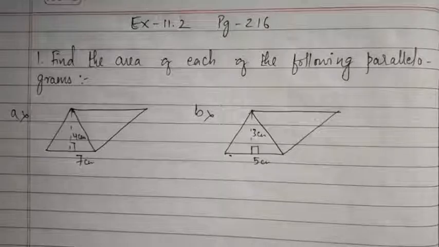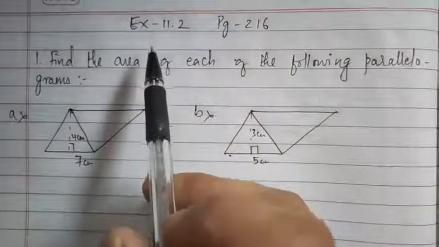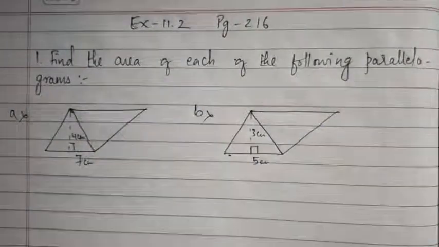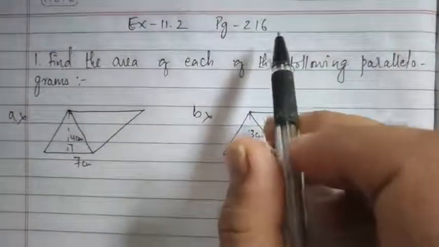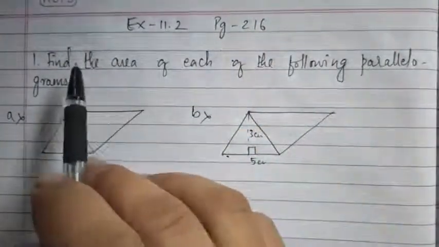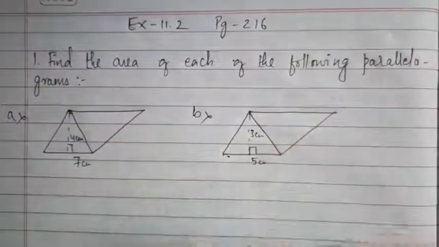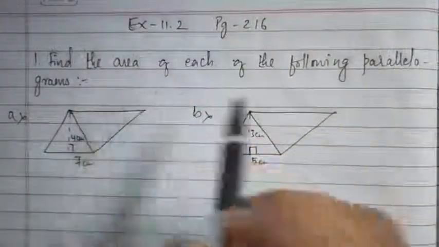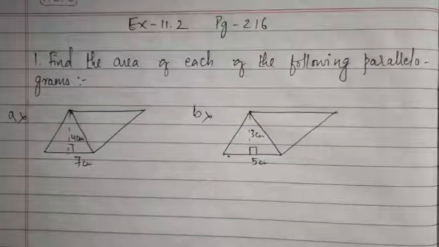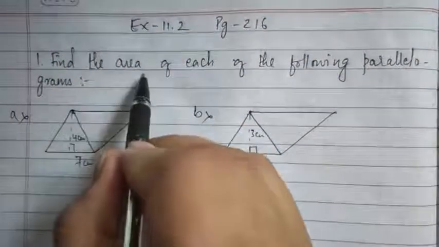So in our today's session we are going to start with exercise 11.2, page number 206 from your NCERT maths book. Okay, question number 1 is: find the area of each of the following parallelograms. The simple thing asked here is to find the area. Okay, nothing else.